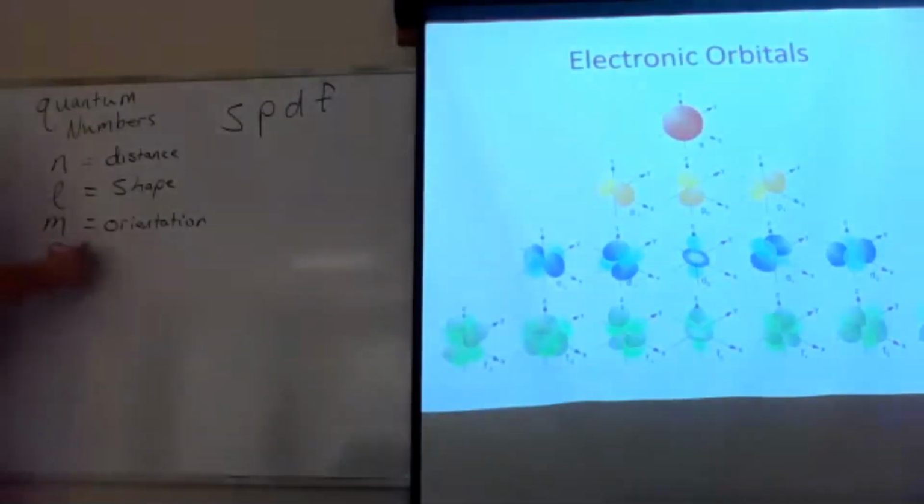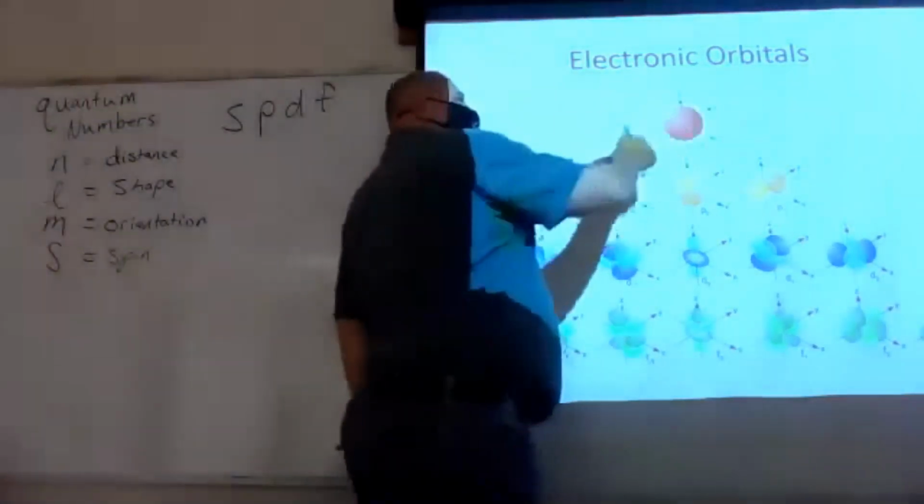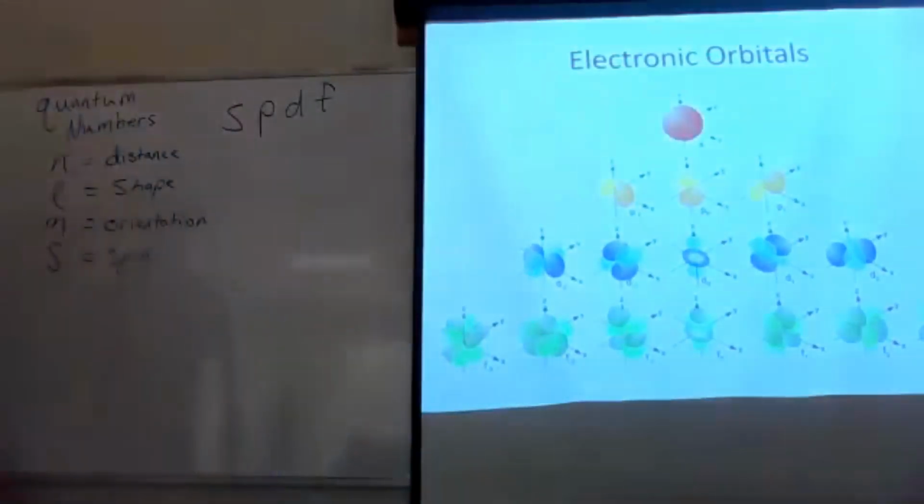Now S tells me the spin. It's more closely related to the electrons can spin right-handed or left-handed. But for us, we're going to think of them as going clockwise and counterclockwise. It'll make these rules easier to keep up with. All right?